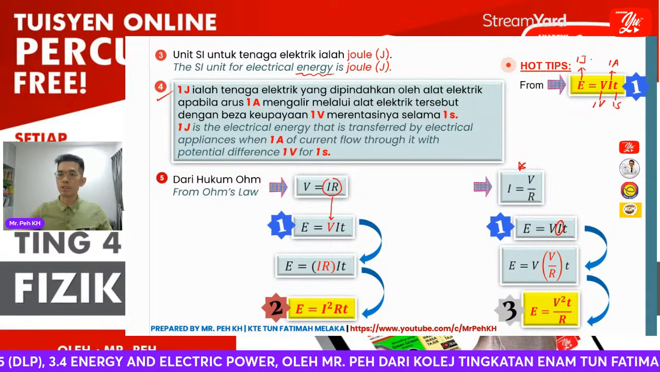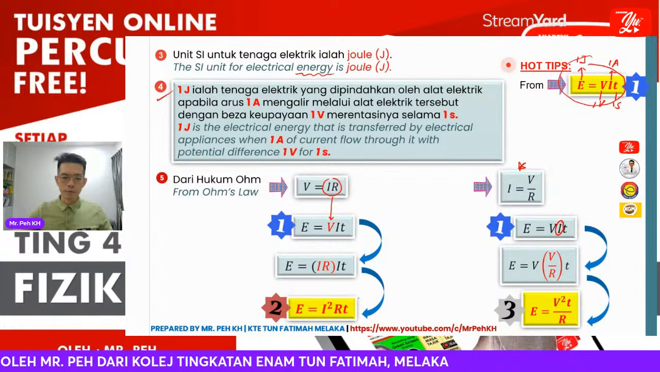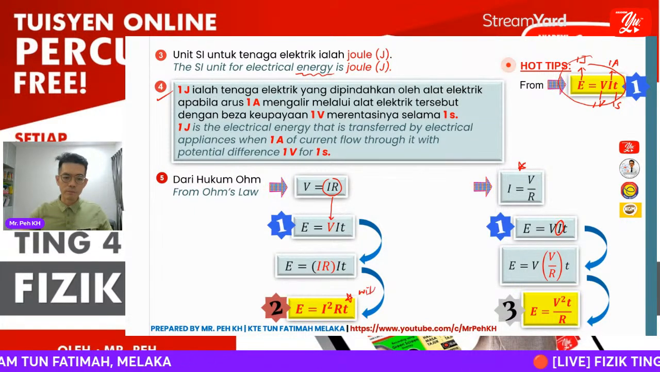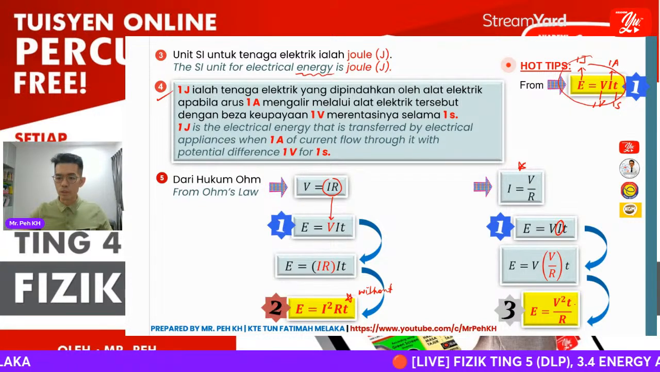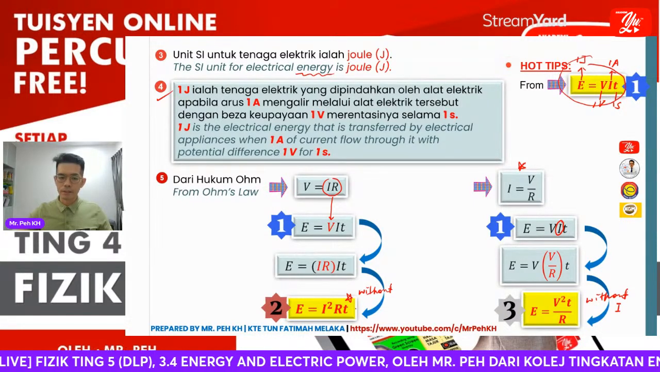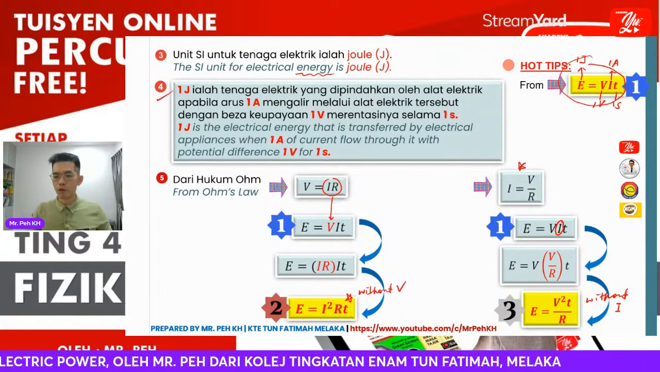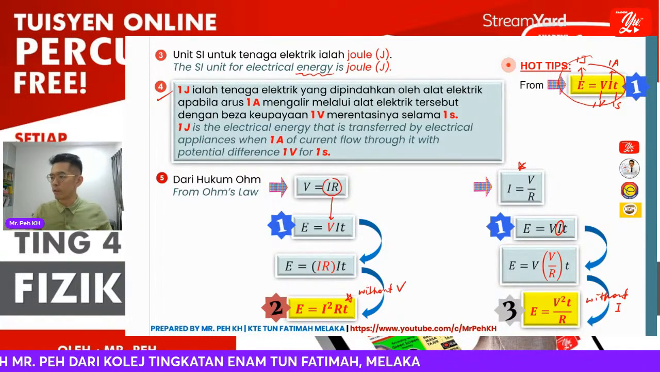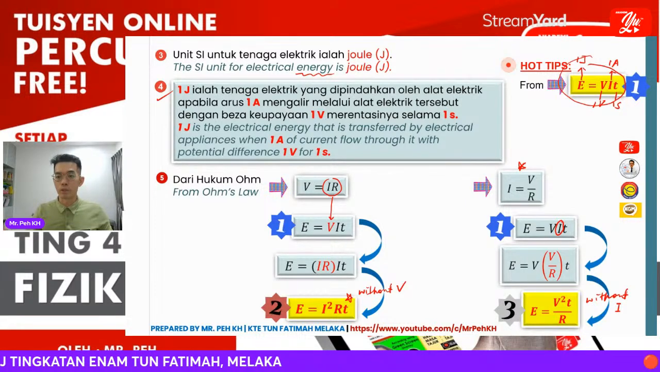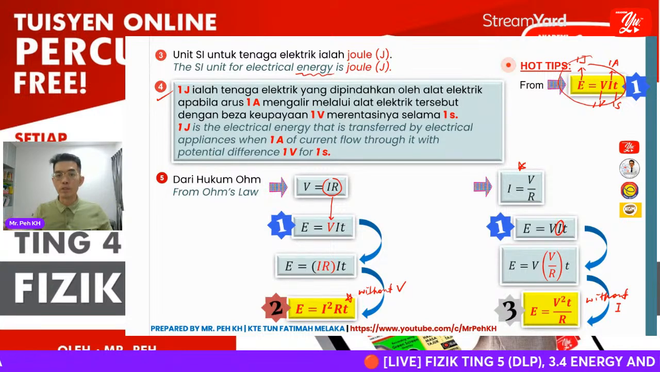So the first equation is actually without R. Then the second equation is actually without V. Then the third equation is actually without I. Okay, so the formula you choose for your application depends on the question. Okay, so we want to see what information is given by the question.